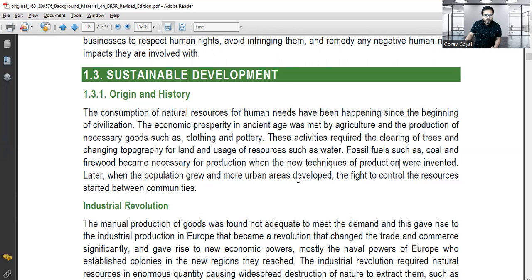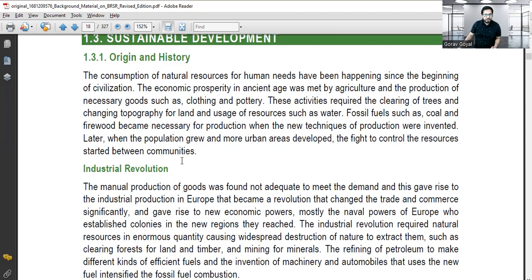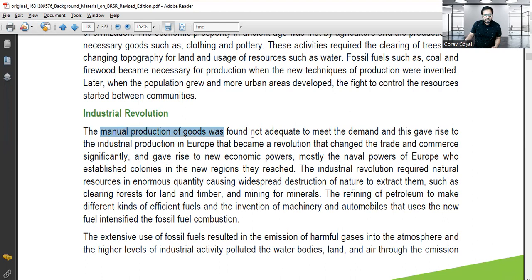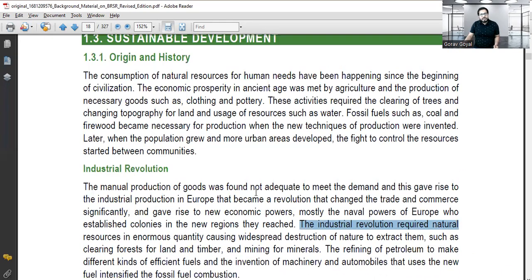Later, when the population grew and more urban areas developed, the fight to control resources started between communities. Industrial revolution: manual production of goods was not adequate to meet the demand, and this gave rise to industrial production in Europe that became a revolution and changed trade and commerce significantly. It gave rise to new economic powers, mostly the naval powers of Europe, who established colonies in the new regions they reached. The industrial revolution required natural resources in enormous quantity, causing widespread destruction of nature to extract them, such as clearing forests for land and timber, and mining minerals. So this is how sustainability gained momentum.